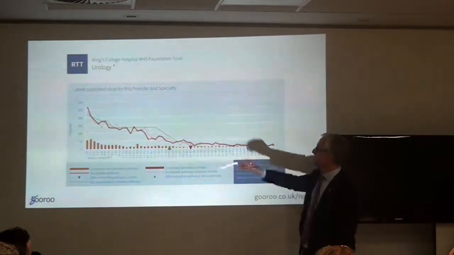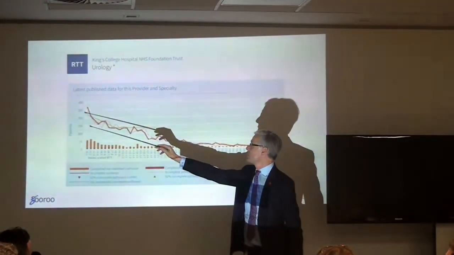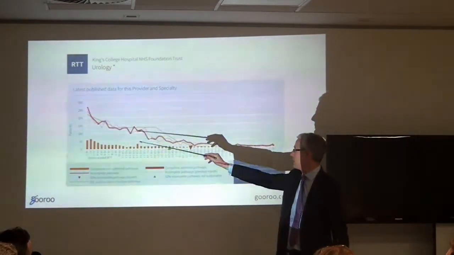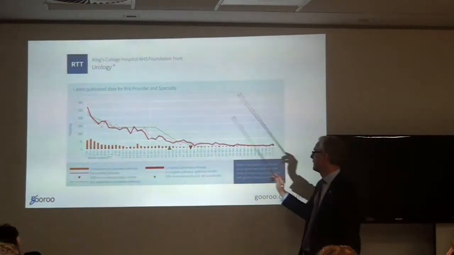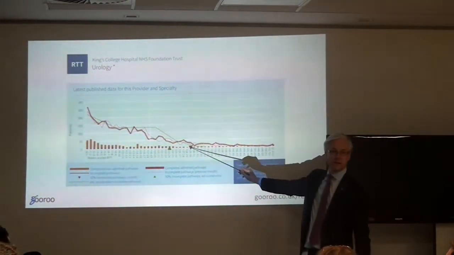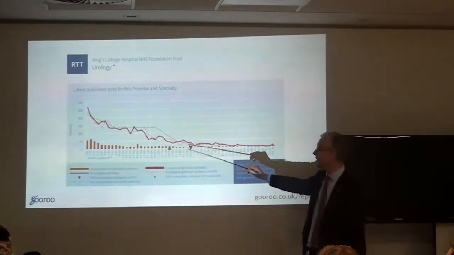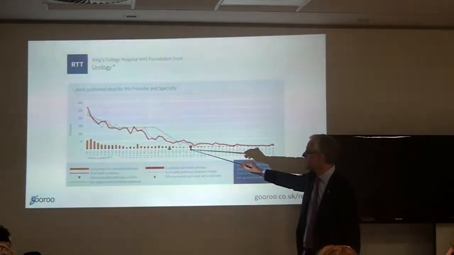So I haven't picked on King's for any particular reason. I've just picked one that looked nice. So here's King's Urology. This dotted red line is the incomplete pathways going out into the never. The red triangle is their current 92% performance, so it's indicating weeks, not percentages. So there we go, there's the 92% performance as it is at the moment.